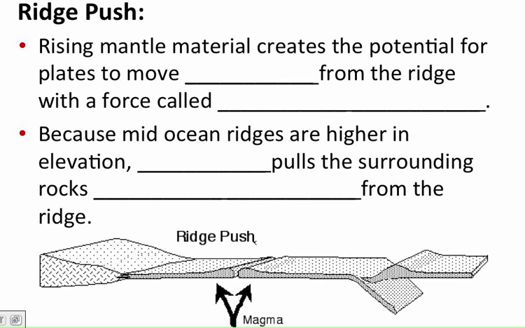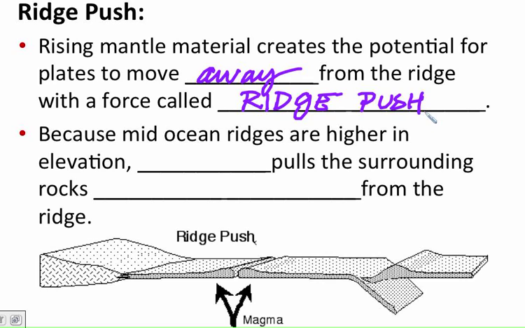Ridge push happens when I have rising mantle material making the potential for plates to move away from a ridge. Now this force, of course, you would guess, is called ridge push, right? Because what's happening here is I'm having material pushed away from a ridge.